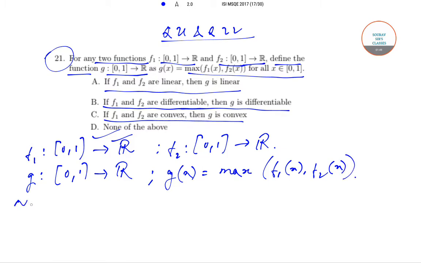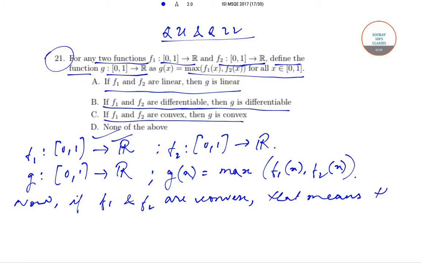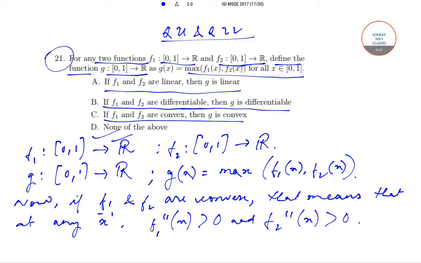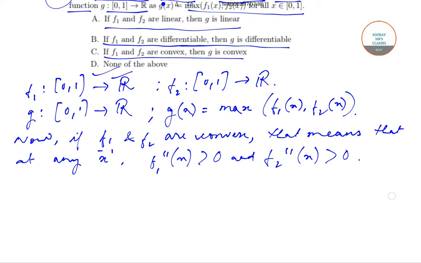Now if f1 and f2 are convex, so that means that at any x, f1''(x) is greater than 0 and f2''(x) is also greater than 0. This is the condition for f1 and f2 being convex.